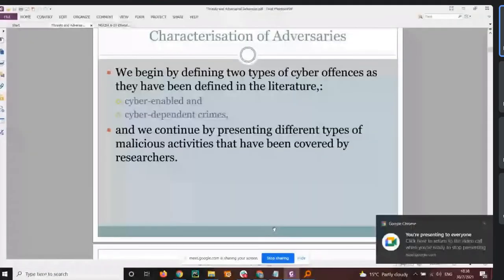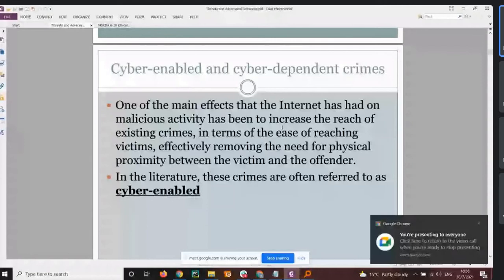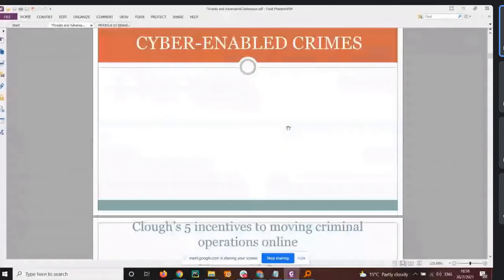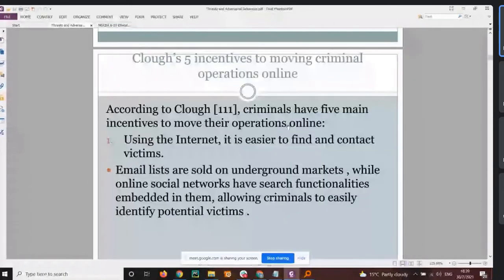So the first, if you are taking notes, please take note of this particular topic: clause 5, incentives to moving criminal operations online.